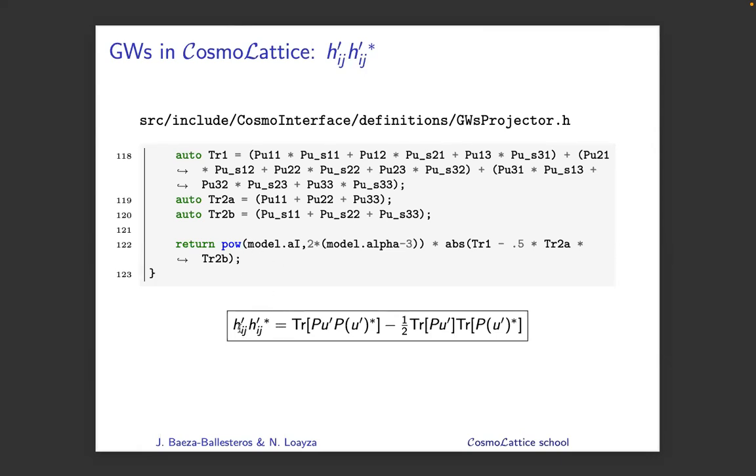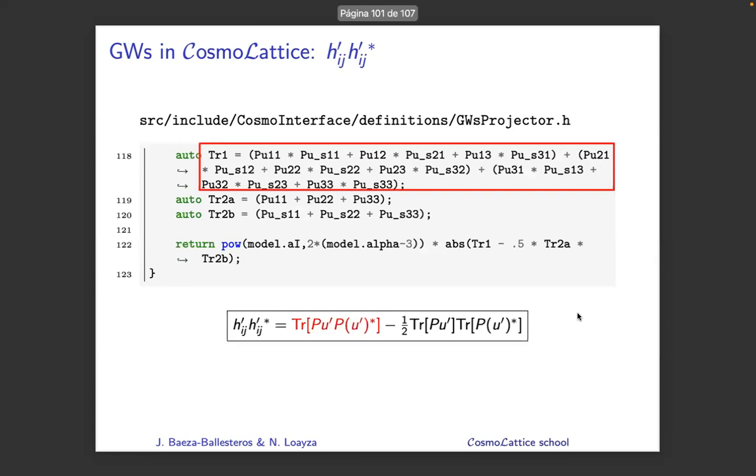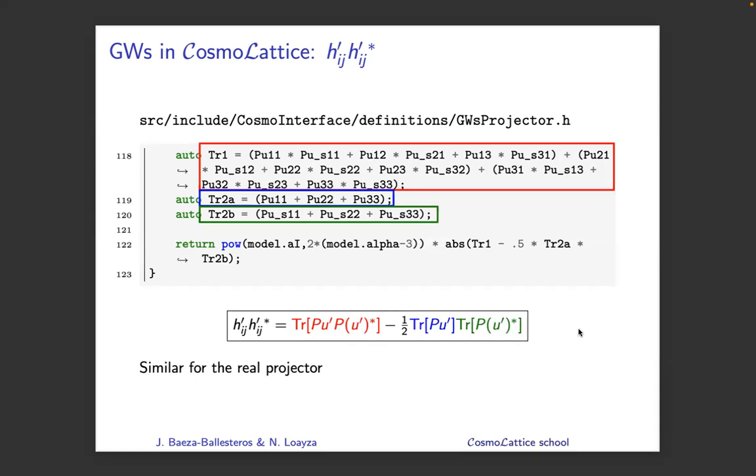This is where we compute now the product of the transverse traceless tensors from the U tensors that we are evolving in the lattice. You can see how it's being computed, this part in red, the part in blue, and the part in green. And for the real projector, this is very similar. It's done in a similar manner. So it works, the implementations for both the real and the complex projector.